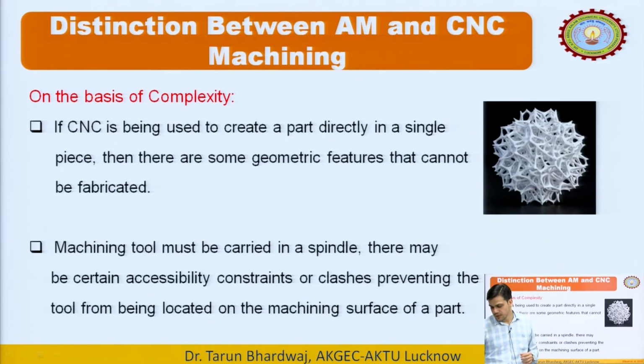Now on the basis of complexity, as I am talking about complexity again and again, additive manufacturing is very useful for complexity, for the complex part and the customized part. So if CNC is being used to create a part directly in a single piece, then there are some geometric features that cannot be fabricated.